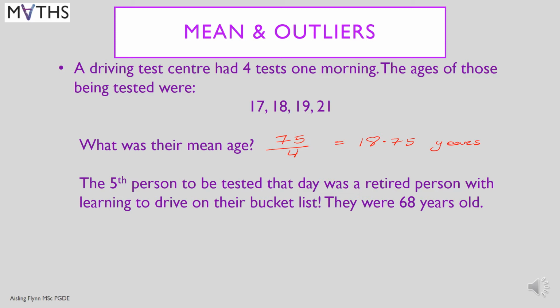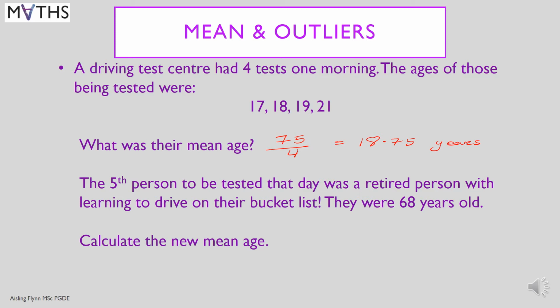Now, continuing. The 5th person, however, to be tested that day was a retired person learning to drive on their bucket list, and they were 68 years old. So this person is very much an outlier, very different to the other people in the group. Calculate the new mean age.